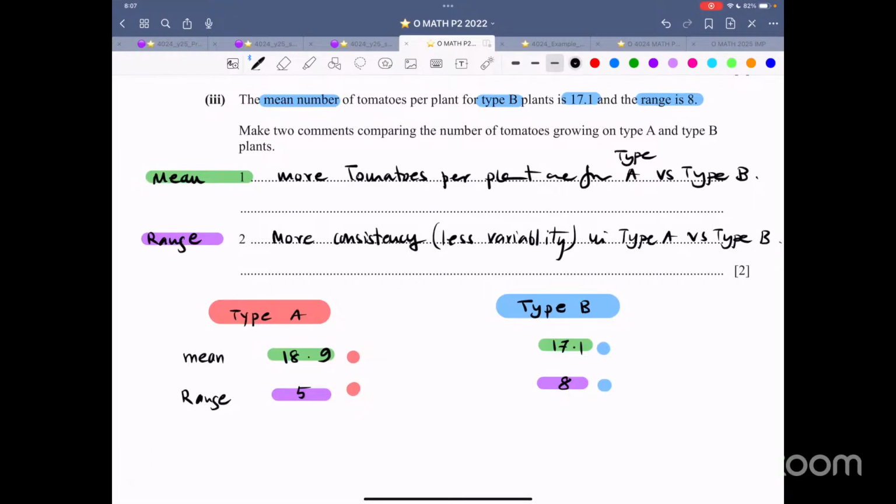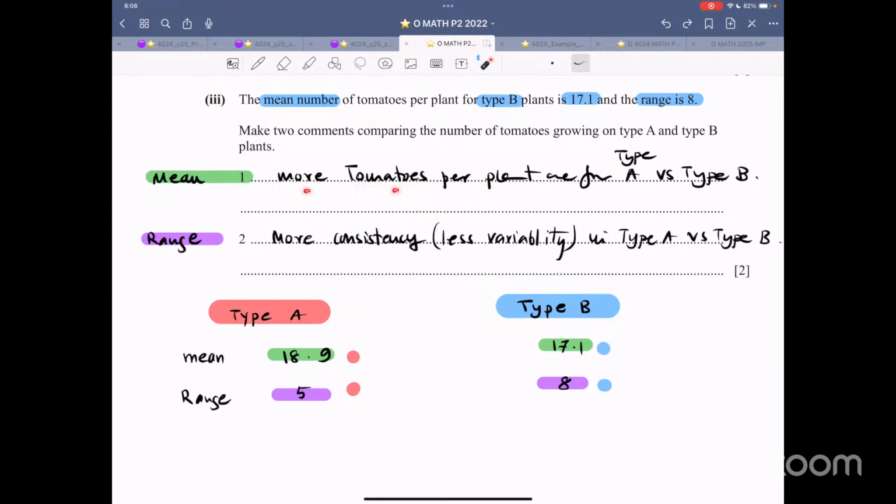Look at it properly. It says more tomatoes per plant for type A versus type B. The mean is more. It's based upon the mean. There, you won't simply write the mean is more, the mean is less. That is stating the obvious. You have to write in the context of the question.